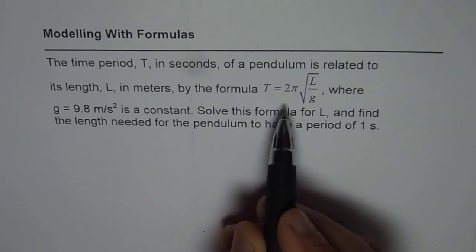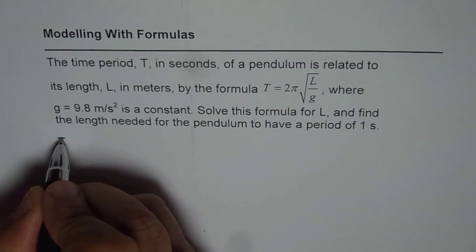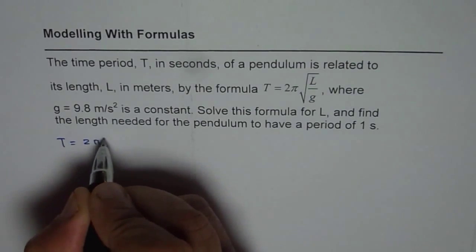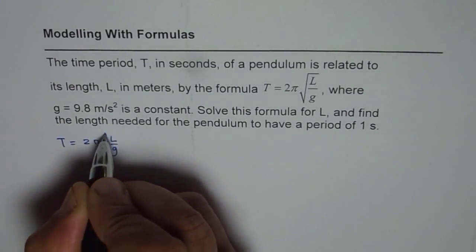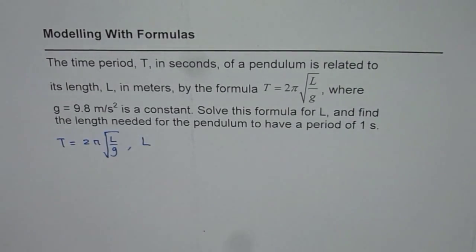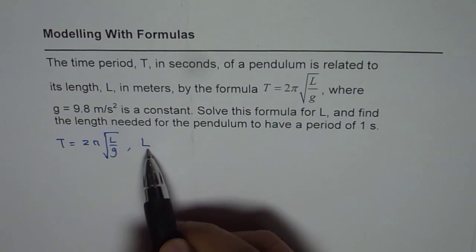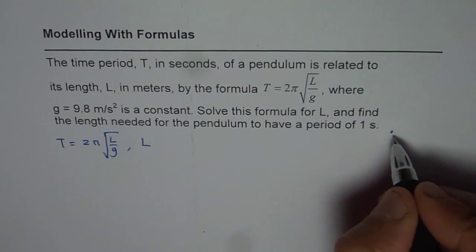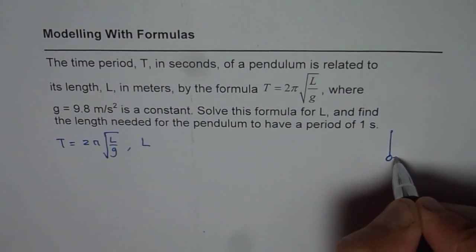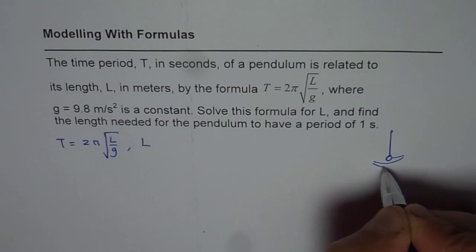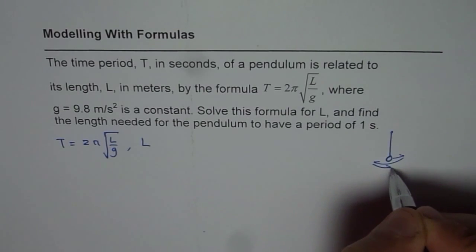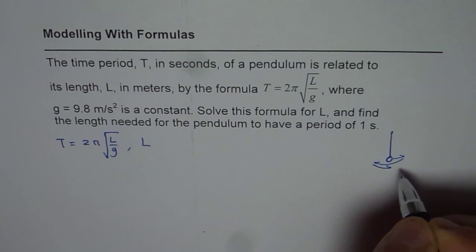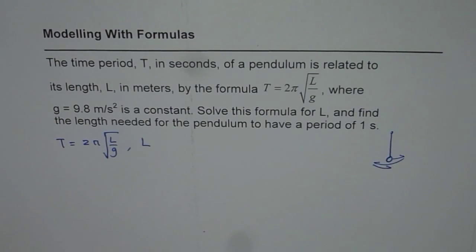So there are two parts to this question. First, we are given a formula which is T equals 2 pi square root of L over G. So we need to isolate L from this formula. And after that, we need to find the length L of this pendulum so that the time period is 1 second. Now, time period really means that if you have a pendulum like this, the time taken for one oscillation. It goes to one far end, from there to the other, and comes back to its resting position. So that is one time period, the time taken for one full cycle.